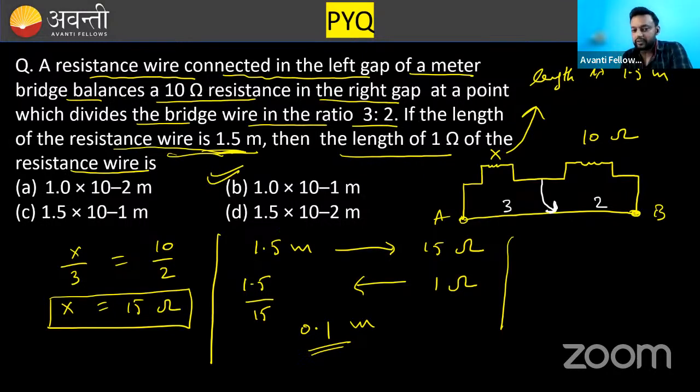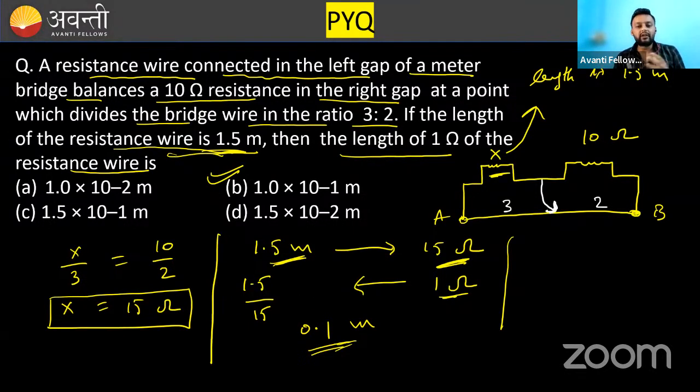I think you might have been confused with the second part of the question. What have we calculated? We have calculated the resistance of this unknown wire. The wire has a resistance of 15 ohm. The length is 1.5 meter. They are asking the length of 1 ohm of the resistance wire. So I have used the unitary method, you can say toffee rule. If 15 ohm resistance has a length of 1.5 meter, then 1 ohm resistance will have a length of this much. This is 0.1 meter. I think it is clear now.